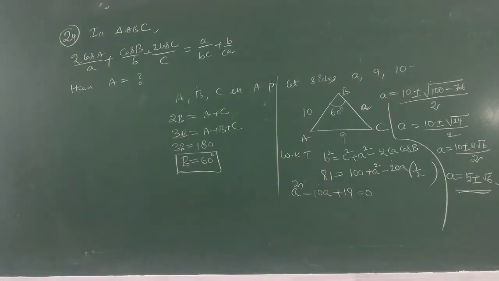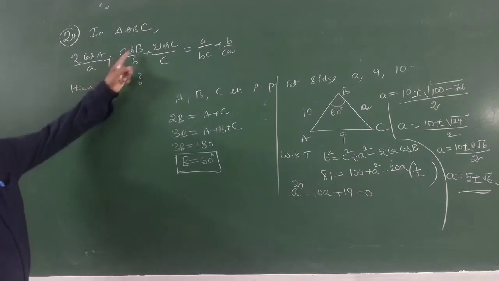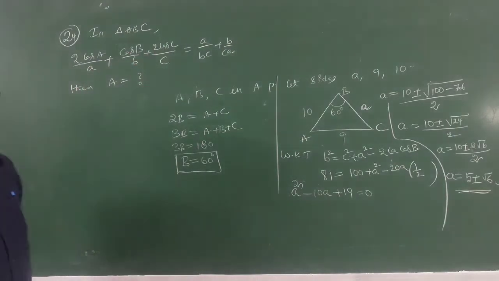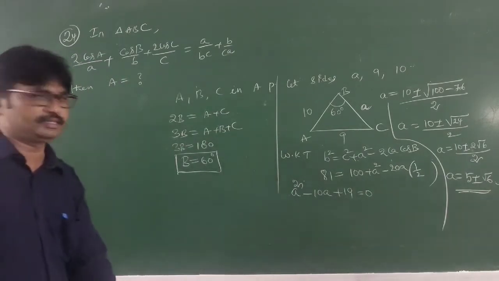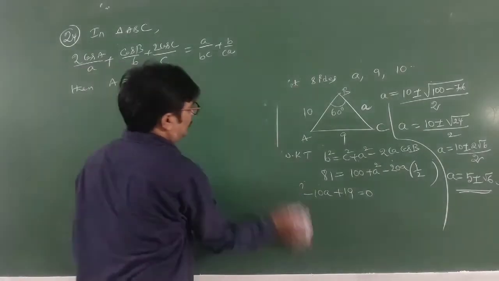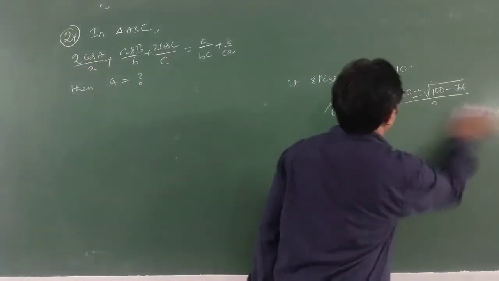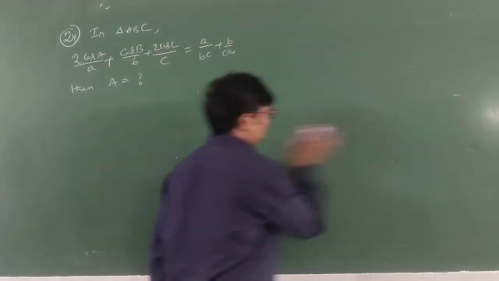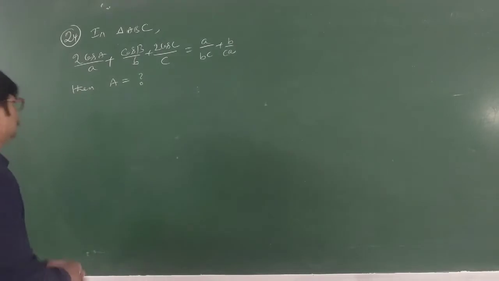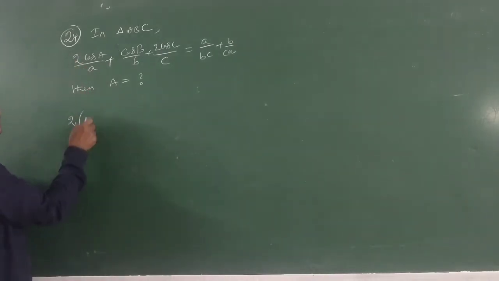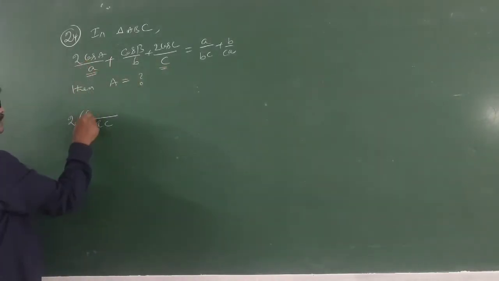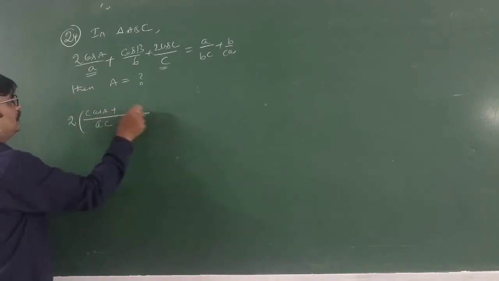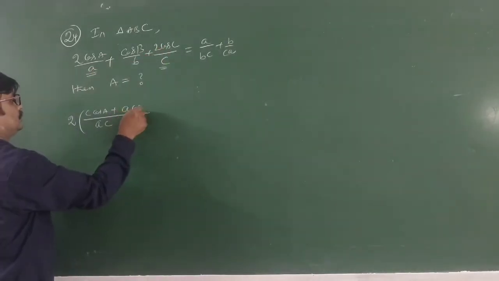Now students, what is given here: 2 cos A upon a plus cos B by b plus 2 cos C by c equals a by bc plus b by ca. Now students, the first term and the last term have coefficient 2. That's why we have to take 2 common in that. So 2 is common. At the same time, here ac is the LCM. This is c cos A plus a cos C.